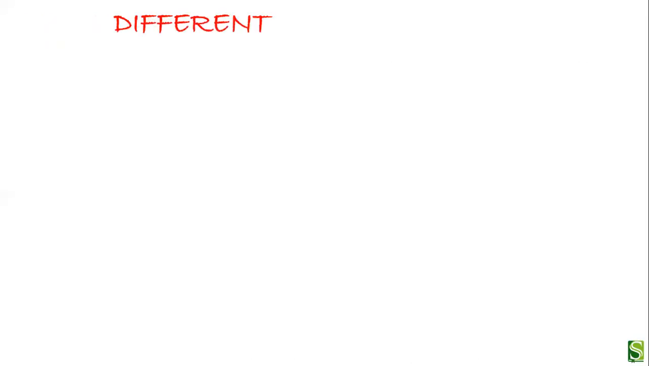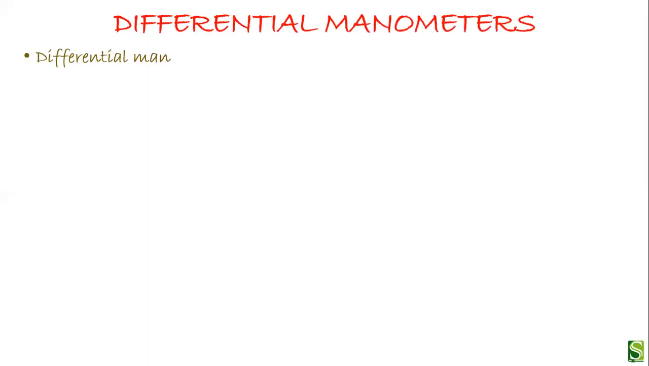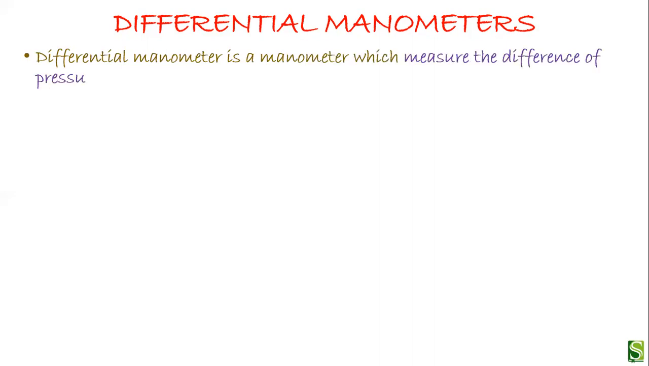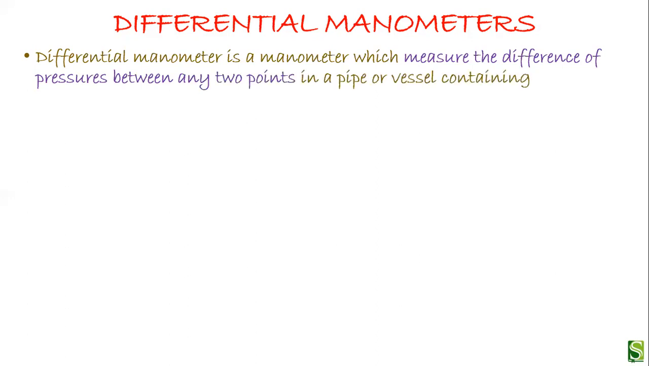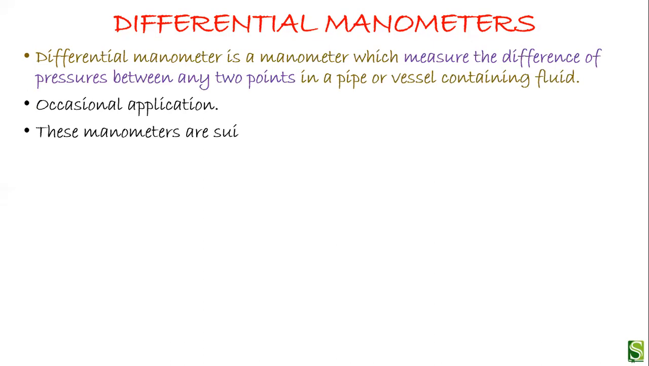Now we will see the next type, and that is the differential manometer. The differential manometer is a manometer which measures the difference of pressure between any 2 points. You have to keep in mind that the simple manometer measures the pressure at only one point. Here, as the name suggests, the differential manometer measures the difference of pressure between any 2 points in a pipe or vessel containing the fluid. It has occasional applications.